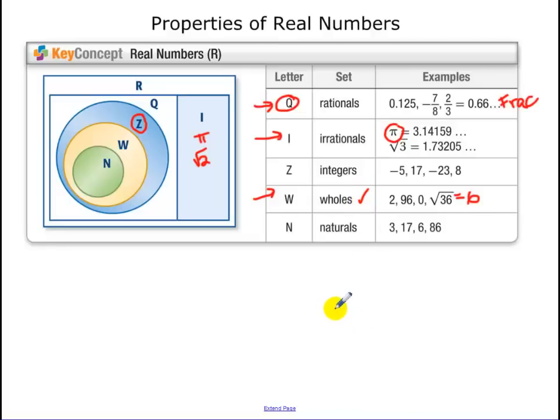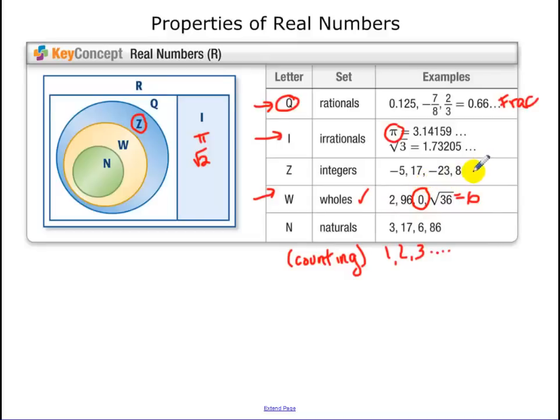And then we have natural numbers. So our natural numbers, another thing you can think about those is counting numbers. And think about when you first started counting, you didn't count with 0. You first started counting 1, 2, 3, and so on. So your counting numbers start at 1 and go on forever. So whole numbers include 0. So the only number that is a whole number that's not a natural number is 0.